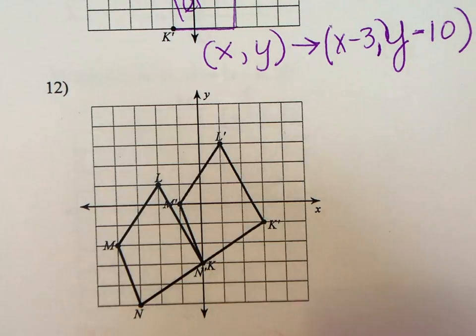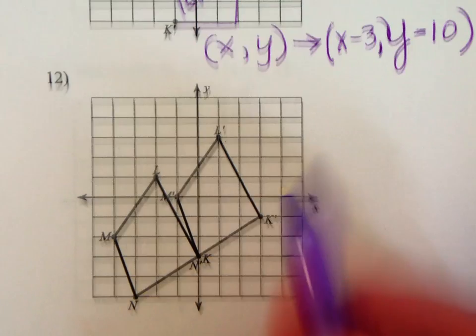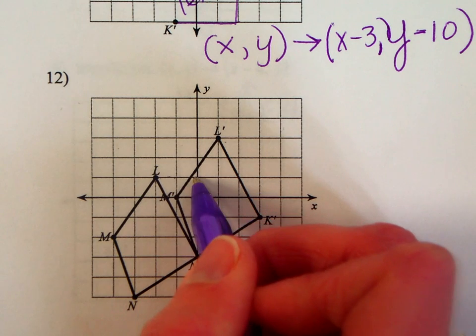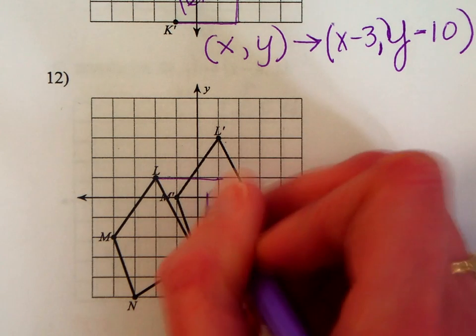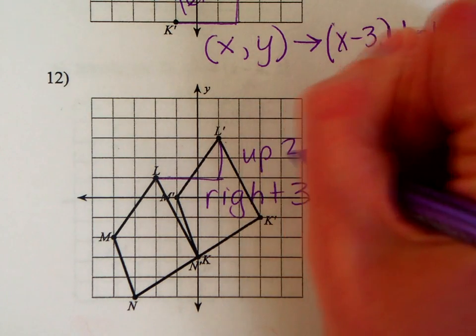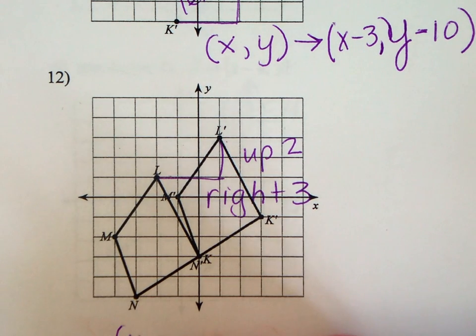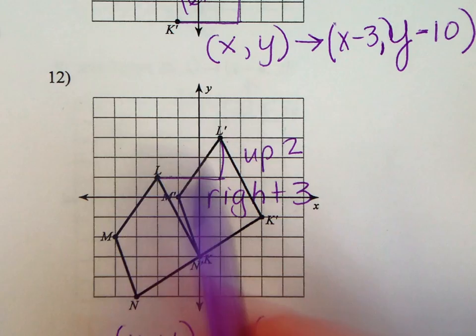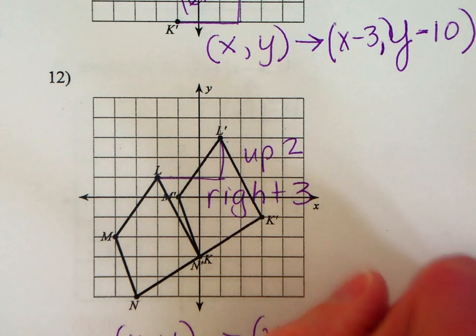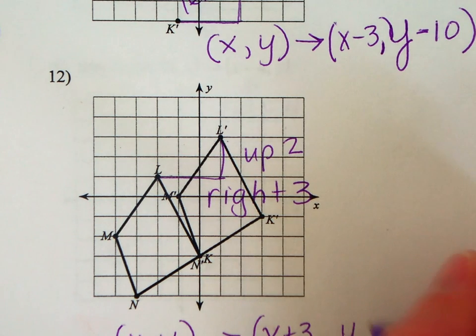Okay, last one. Again, you just have to pick one point. I'm going to use this L here. So to go from L to L prime, we have to go over 1, 2, 3. So we move to the right 3, and then up 2. Okay, so that's a way of describing it. Or we can write it out that we had our original point x, y. Our x values all shift to the right, so I'm adding 3. My y values all shift up 2, so to y I have to add 2.